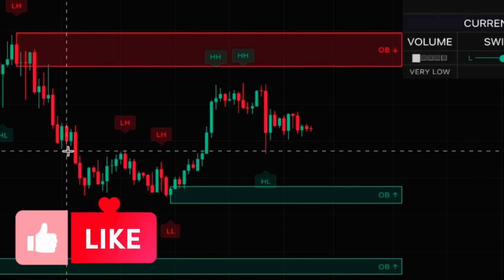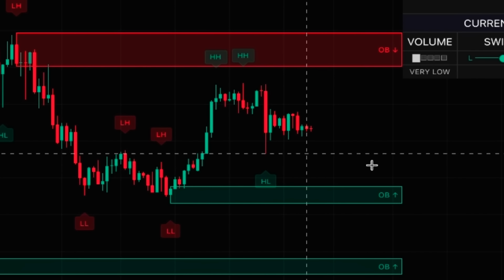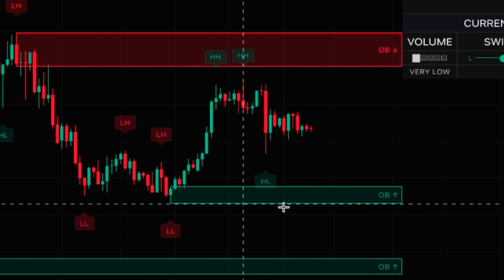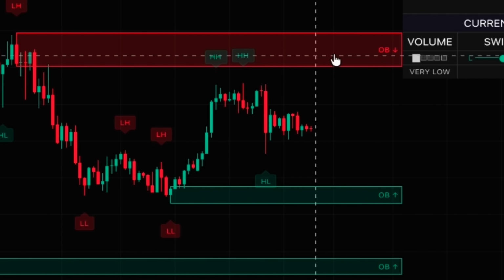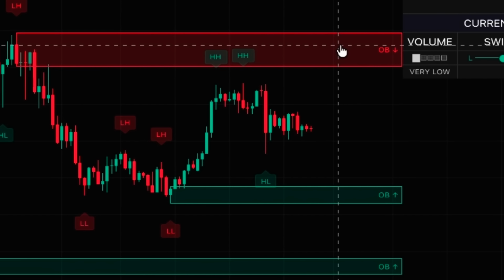Order blocks can act as very powerful support or resistance levels for future price action. A bullish order block can act as a support level, and a bearish order block can act as a resistance level. So we can consider them in our trading strategy for trade entry, stop loss, and profit target.